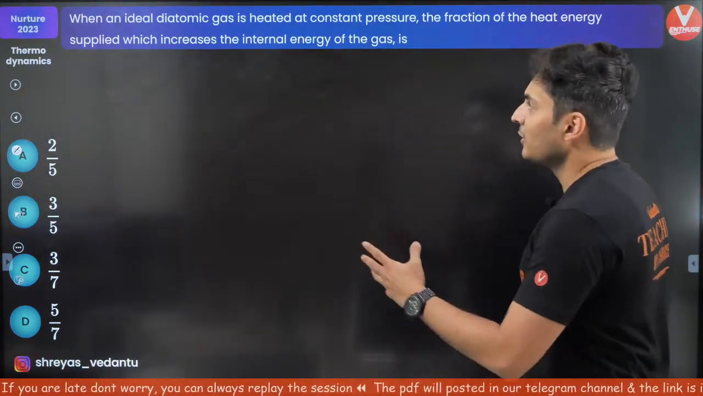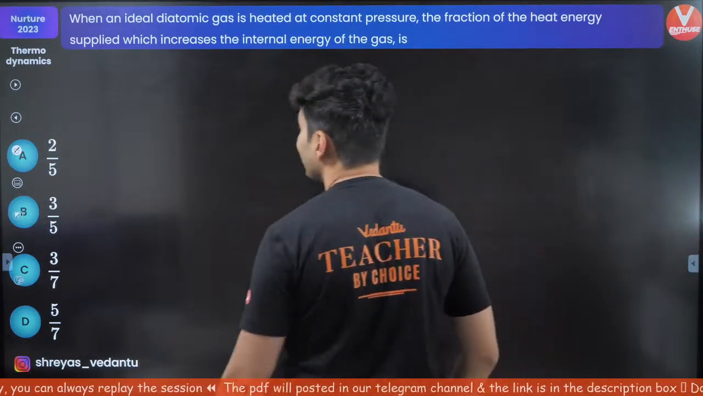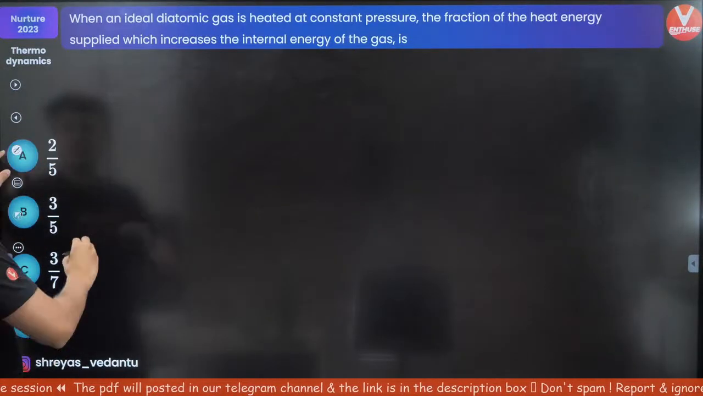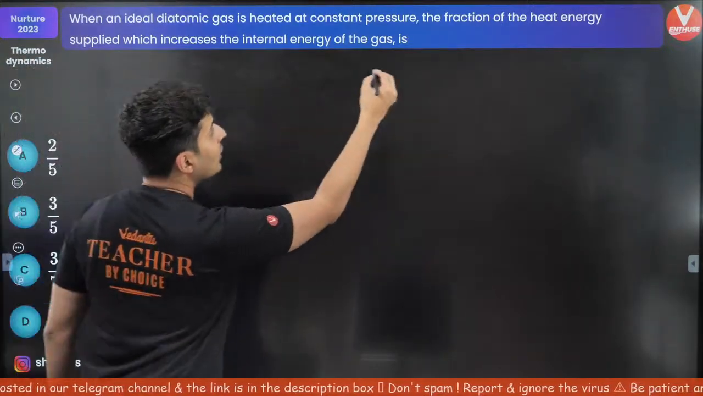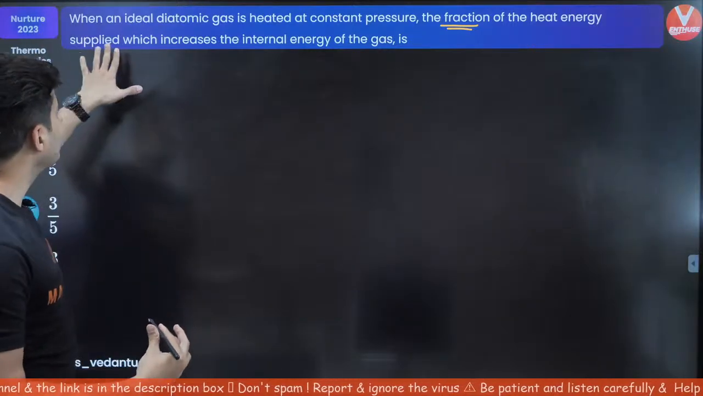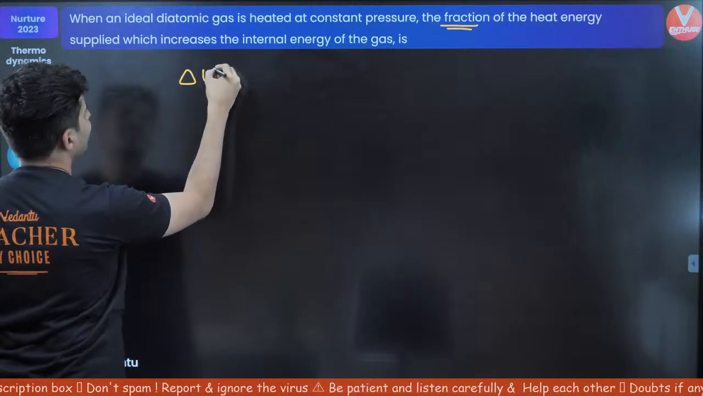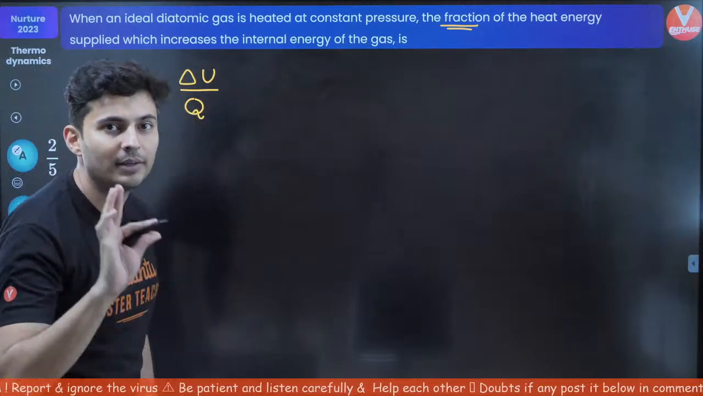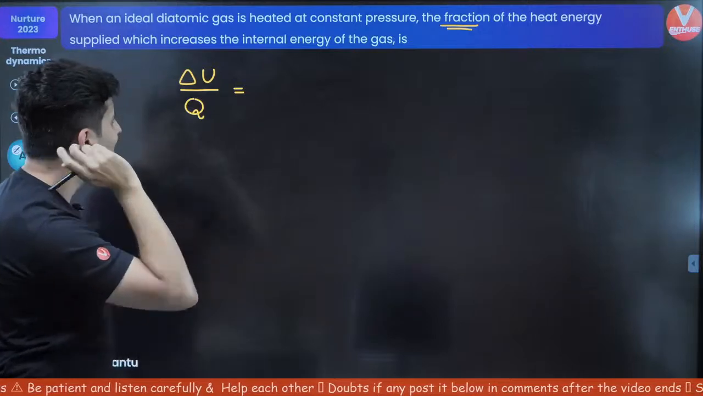No problem, Anushka. So, how do we do this? The fraction of the energy supplied which increases the internal energy of the gas. So, think about it. Fraction. What do you mean by fraction? Fraction is a ratio of the heat supplied which increases the internal energy. So, what we need to find is how much is delta U upon how much is the heat supplied. That's all we need to find. That's it. Delta U upon Q.